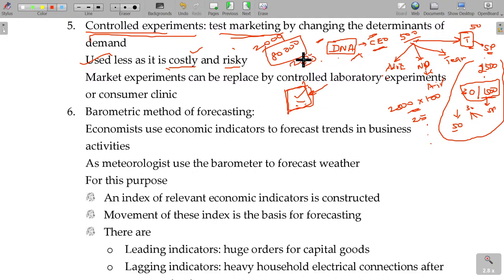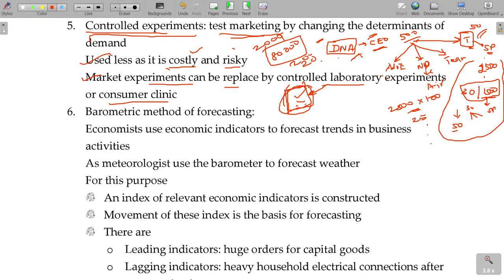So much worth they spent for this, and for how many trainers? We had around 50 trainers. Think of the massive investments they made. So it's crores by the time, almost 7 or 8 crores they invested for launching the product in Bangalore. Then they launched again in Hyderabad also. And market experiments can be replaced by controlled laboratory experiments and consumer clinic.